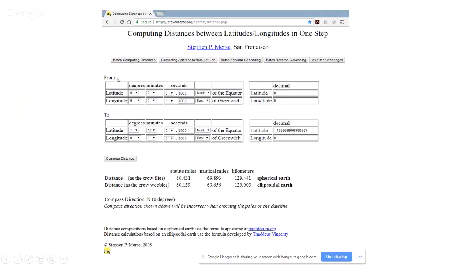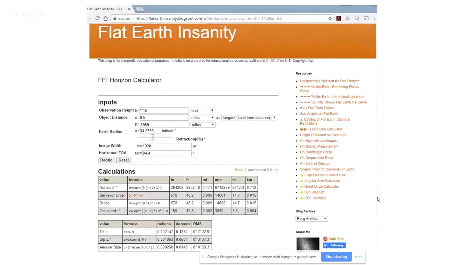You could see here it actually talks about the spherical Earth or the ellipsoidal Earth. You're going to see small differences as you go further and further. But that's a nice calculator right there, made by some guy named Stephen Morse. I'm throwing these calculators up here to just let people know that these exist, and that surveyor's drop.